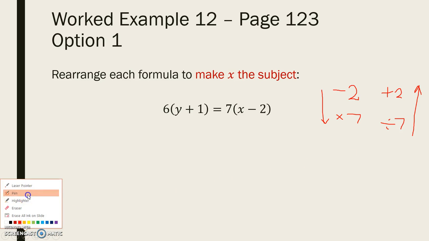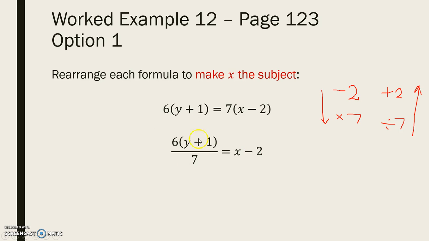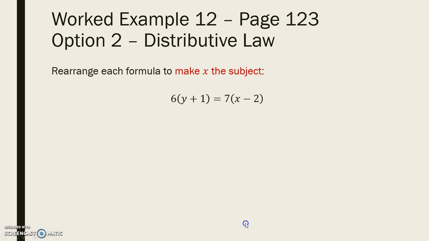So let's work through it now. We divide everything by 7, so it's all over the fraction of 7, or the denominator of 7, and then we add 2 to that. So that's one possible answer. Another possible answer is to expand that bracket first. It's the distributive law. So we multiply the 7 by the x, and the 7 by the negative 2. We end up with this on the right, and on the left, 6y, and 6 times 1 is 6.